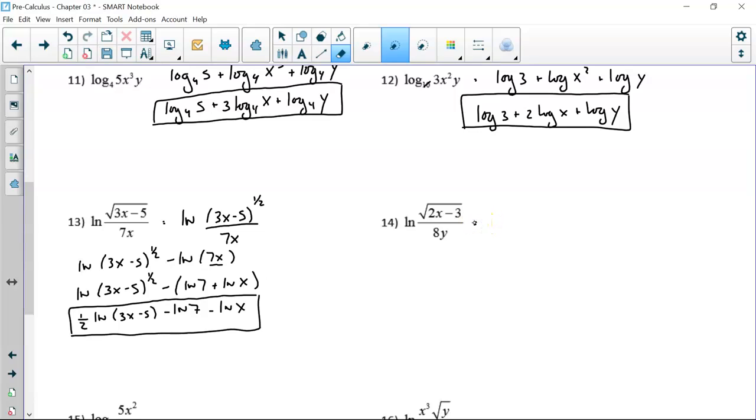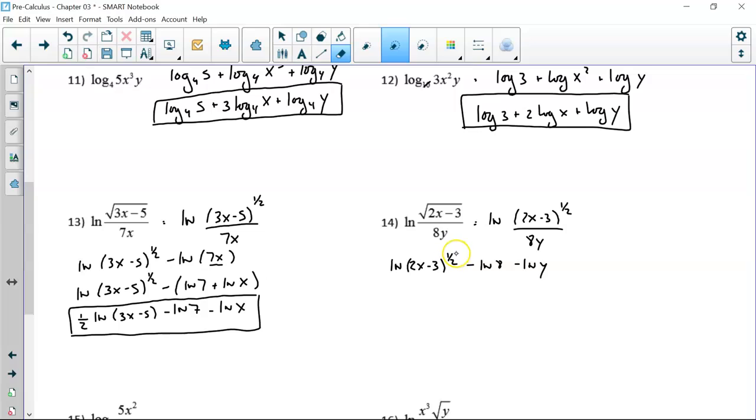Number 14 is very similar. The natural log, once again, rewrite 2x minus 3 to the 1/2 power over 8y. Now I find that using grouping symbols can get a little cumbersome. So what I do here, I'm going to use my quotient property. The natural log, 2x minus 3 to the 1/2. But now, looking at this, I see my 8 in the denominator and my y in the denominator. So natural log of 8, natural log of y. Since they're both in the denominator, I know automatically they both have a negative in front of them. It just saves a little bit of time, and to me it makes it a little bit easier to see.